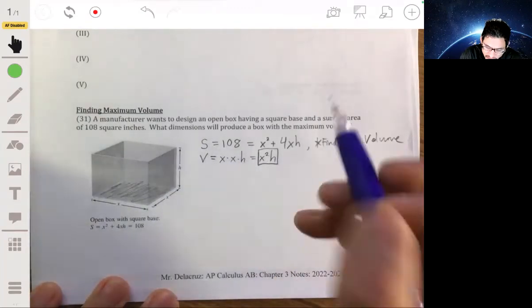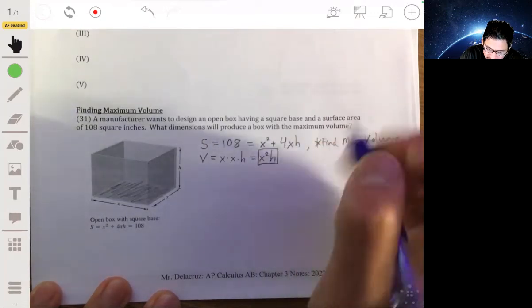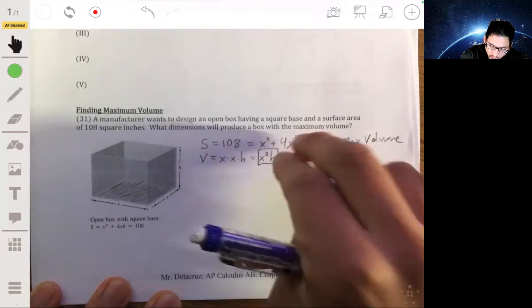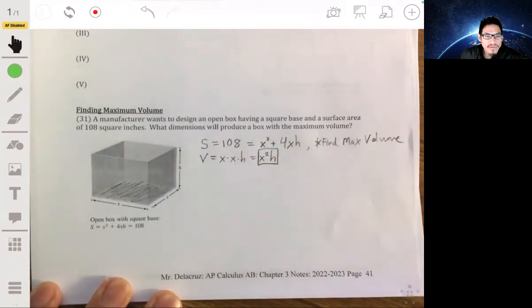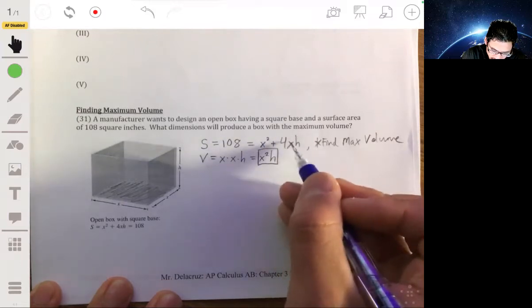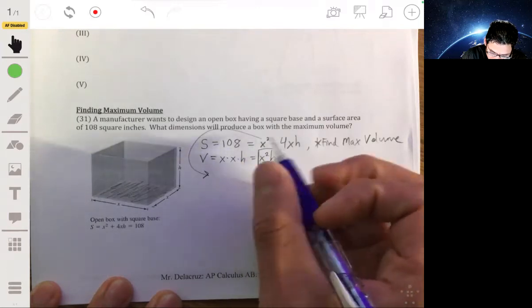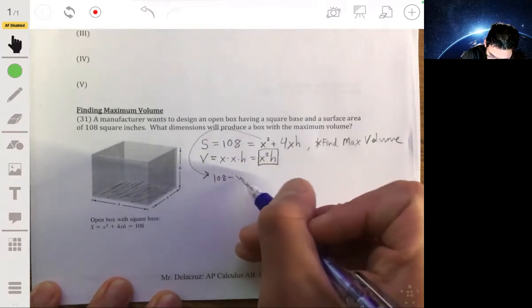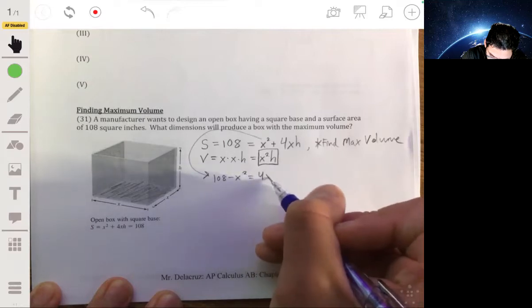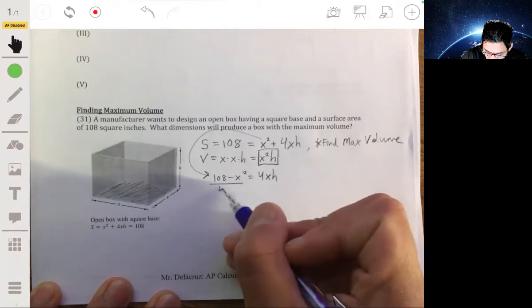So the way we do this is that we have this equation that's in terms of x and h. And since we have two equations, we can basically solve each equation for x and h and rewrite one equation in terms of just h and the other in terms of x. So what I'm going to do is solve this equation here for h. So I'm going to have 108 minus x squared equals 4xh. Solving for h, divide both sides by 4x.